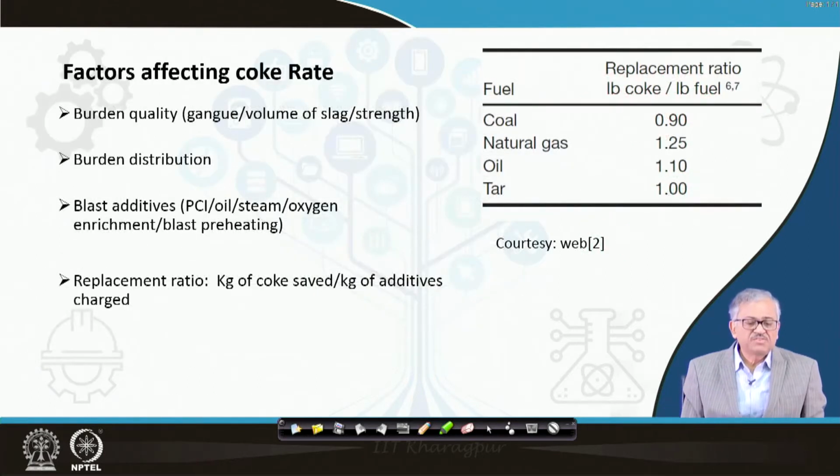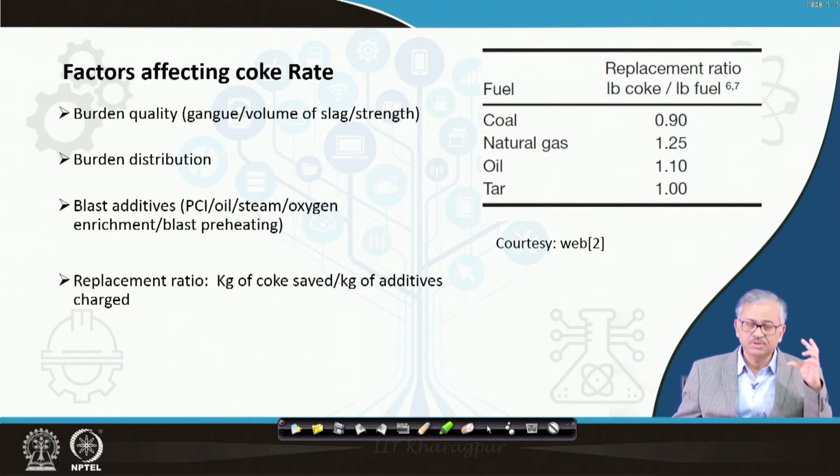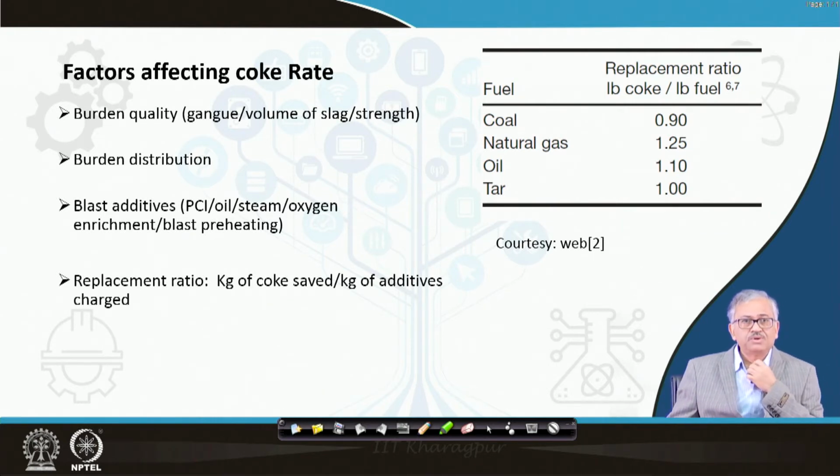Okay. Now the factors affecting the coke rate. One thing is the burden quality, that is the charged material. The burden quality is basically the gangue. The burden should not have much gangue, because if there is a lot of gangue, the slag volume produced will be high, and chances of flooding will be more. And the strength is very important, so that if strength is high, it will not generate fines and the dry zone will remain good. And if your gangue is less, then your wet zone will remain good. So if you look after the burden quality, your coke rate can be easily reduced.